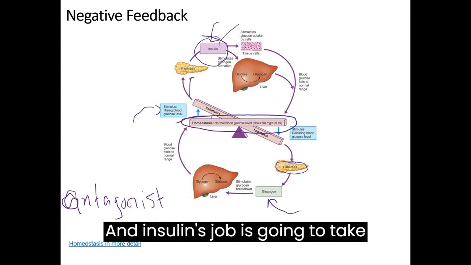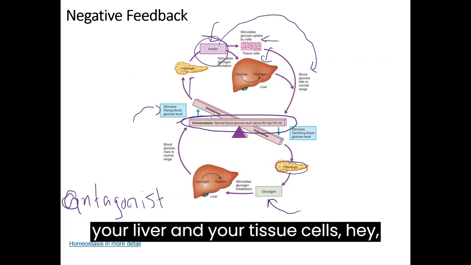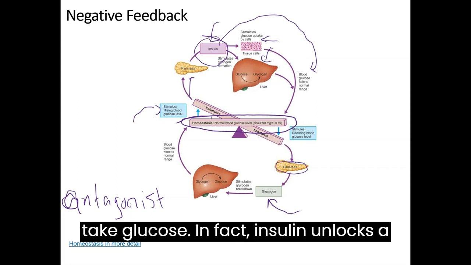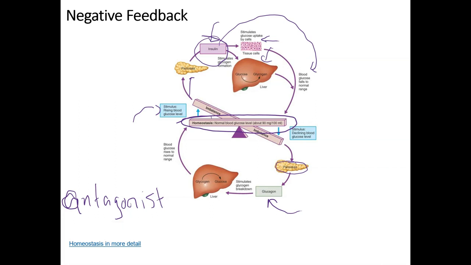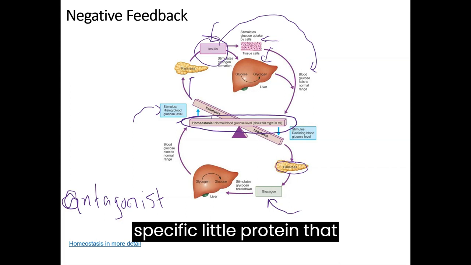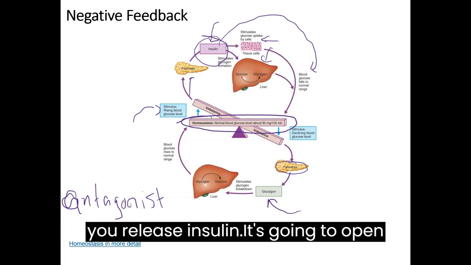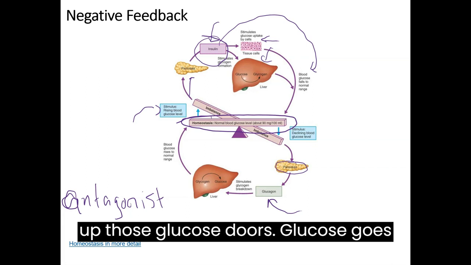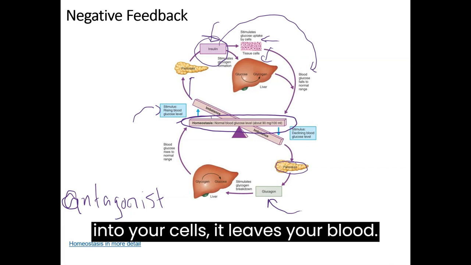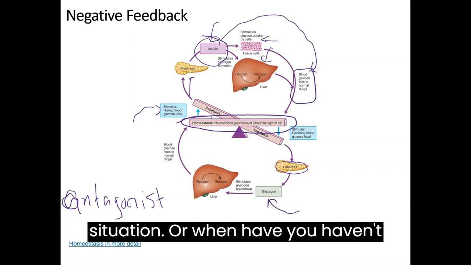And insulin's job is to take glucose. It's going to actually tell your liver and your tissue cells, hey, take glucose. In fact, insulin unlocks a door to a specific receptor, to a specific little protein that lets glucose into your cells. So when you release insulin, it's going to open up those glucose doors. Glucose goes into your cells, it leaves your blood, so your blood glucose goes back down to normal. Hence, we've corrected the situation.